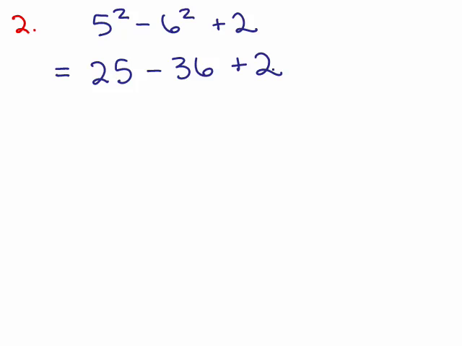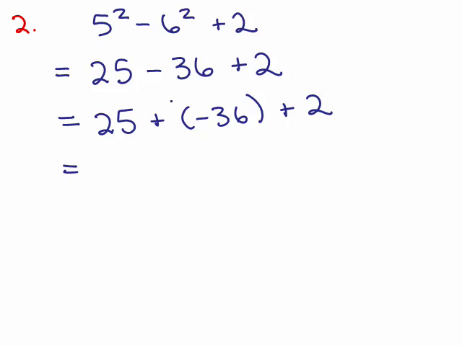And here's where a lot of people make their mistake. They do 36 plus 2 next. No, no, no, no, no. Since there's only addition and subtraction, you go from left to right. So first I have to do 25 minus 36. Now, you could rewrite that as 25 plus a negative 36. And then add 2, and then I just have addition, which you can go left to right, or you could add the 25 and 2 first, any way you want to do it.